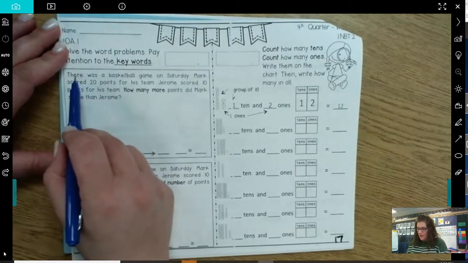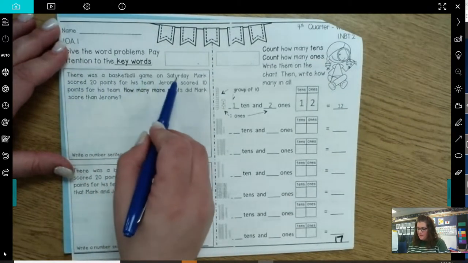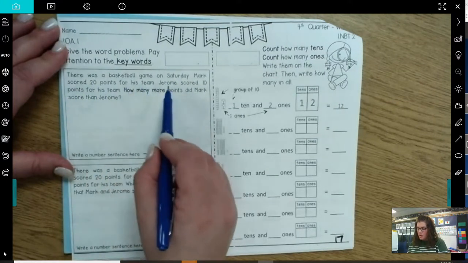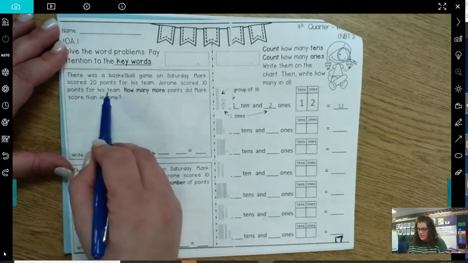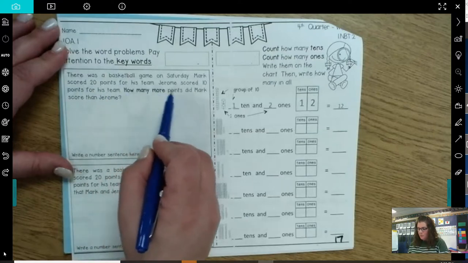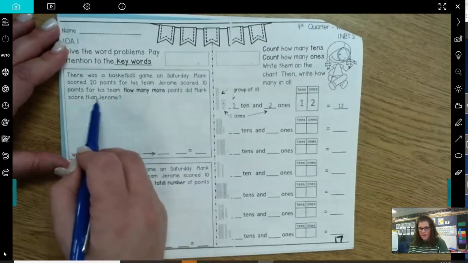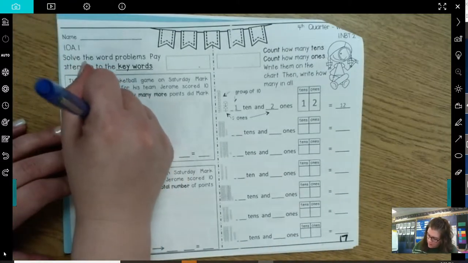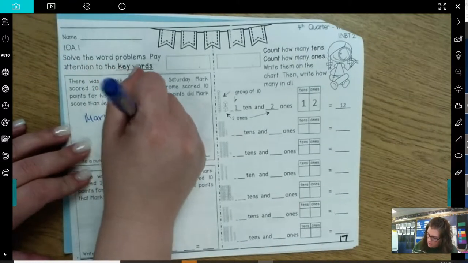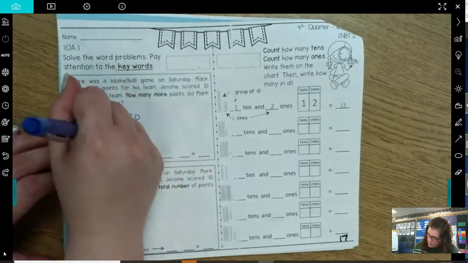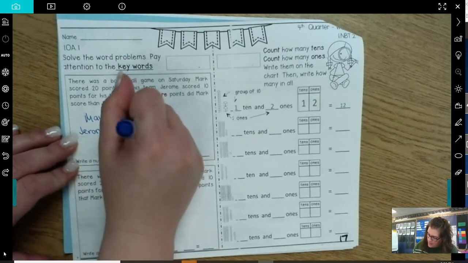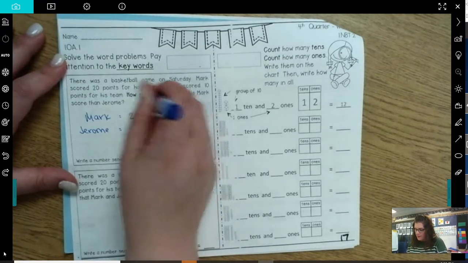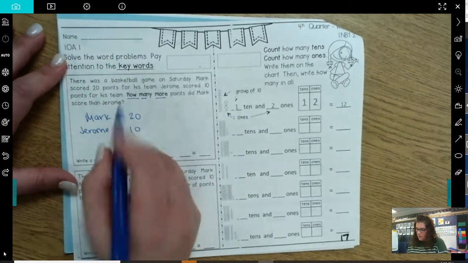Ready? There was a basketball game on Saturday. Mark scored 20 points for his team. Jerome scored 10 points for his team. How many more points did Mark score than Jerome? So if Mark scored, oops, that's a weird M, sorry. Mark scored 20 points. Jerome scored 10 points. How many more points did Mark score than Jerome?